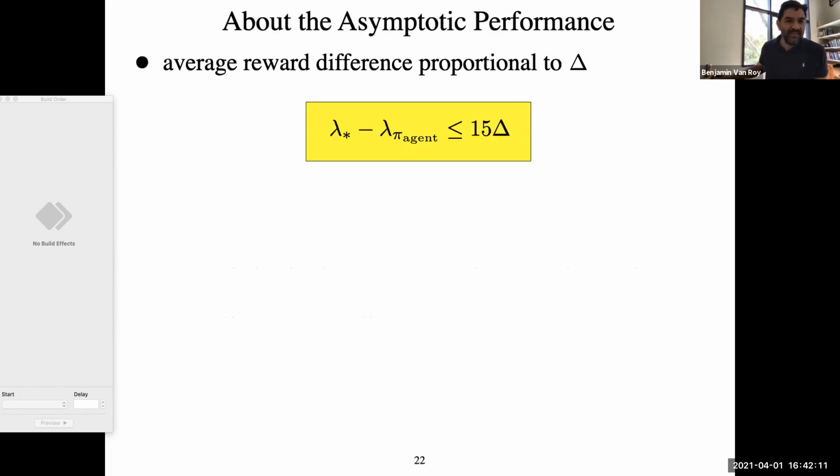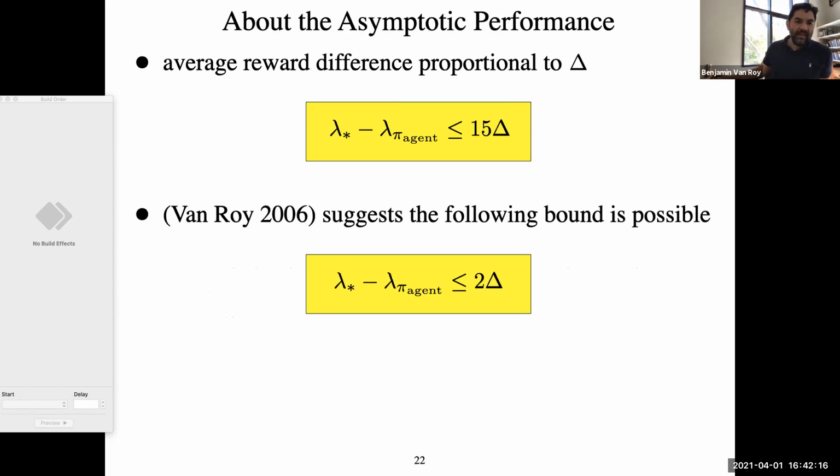All right, so as I mentioned, this is good news. We get something that's scaled linearly with delta. And I wrote a paper in 2006 that suggested that it might be possible to get within 2 delta, but no better. But I didn't have a computationally tractable approach to doing that. In this new work, she generated the first computationally tractable approach for achieving this.